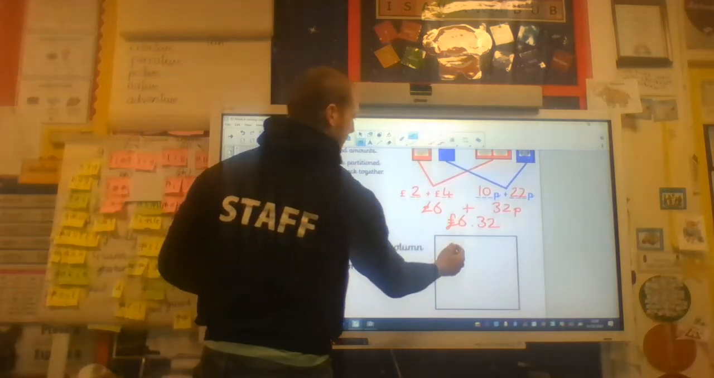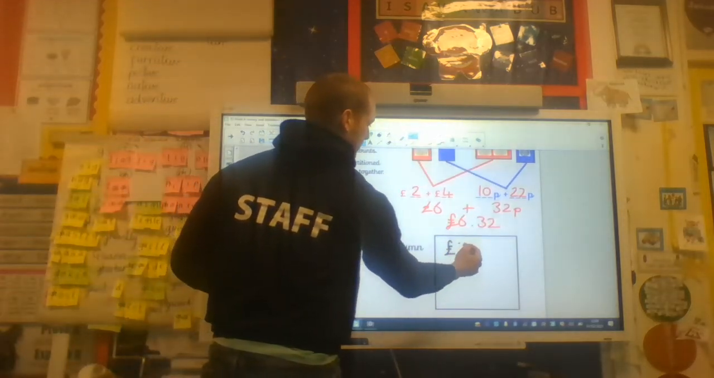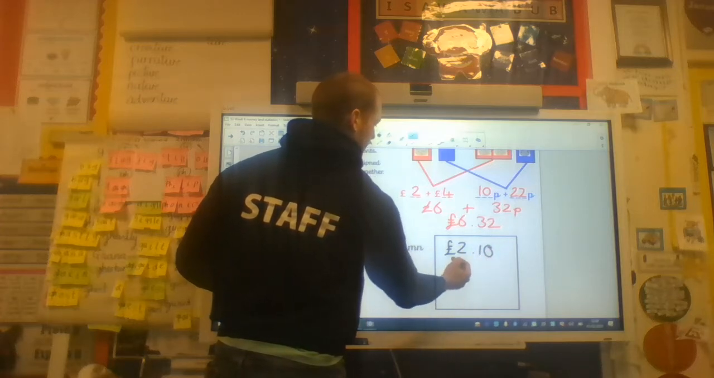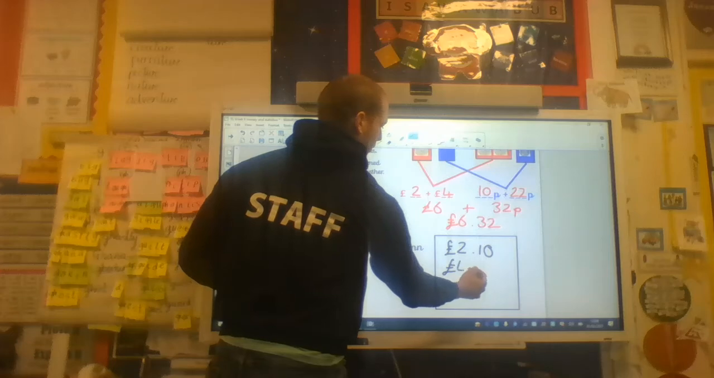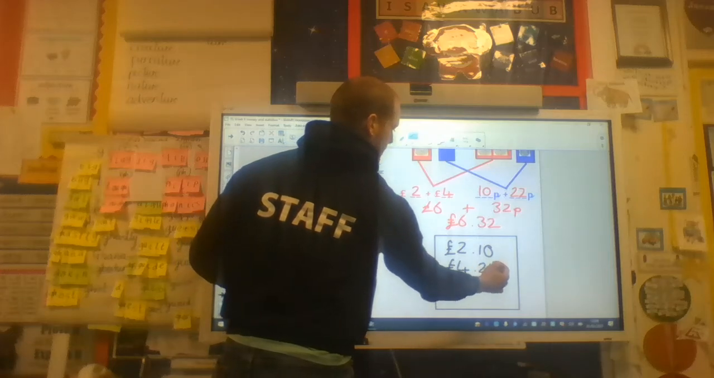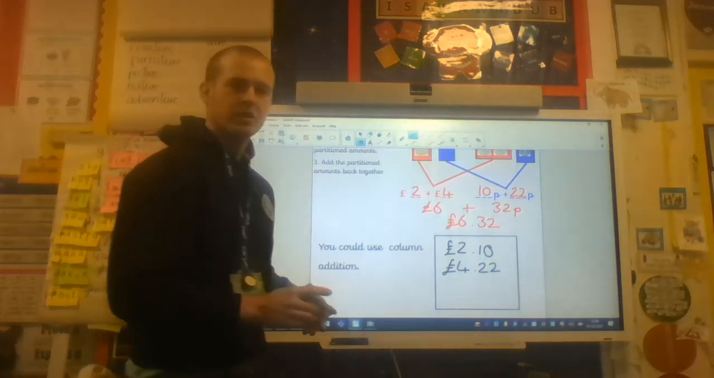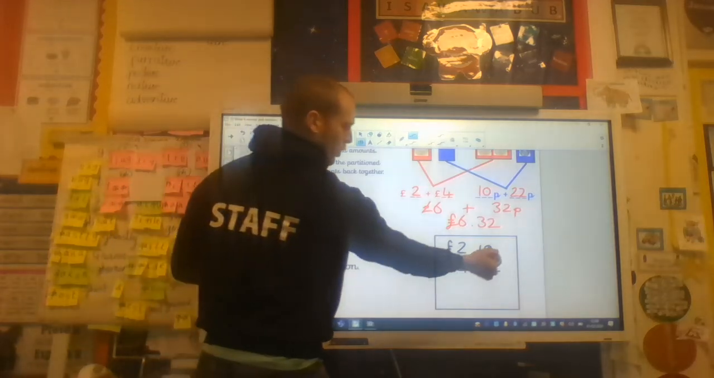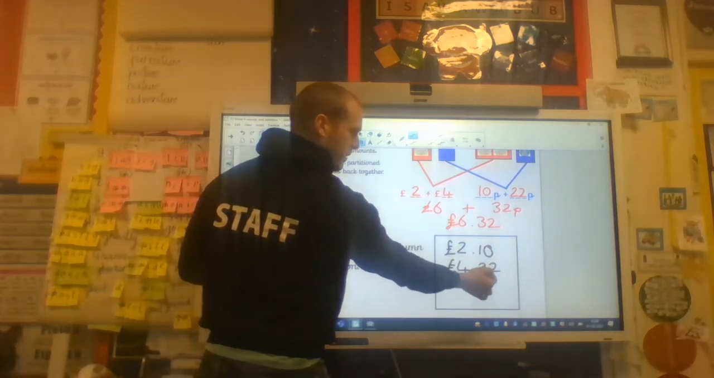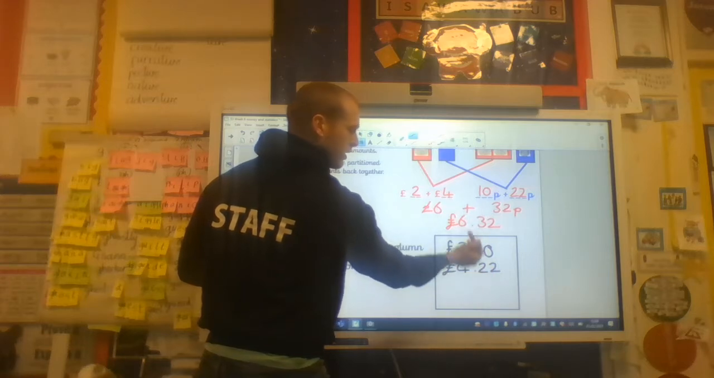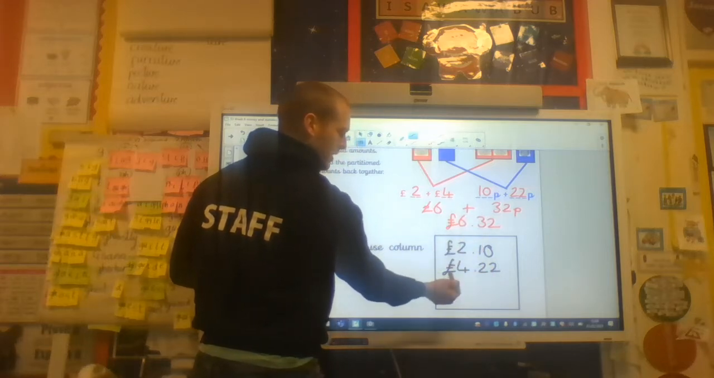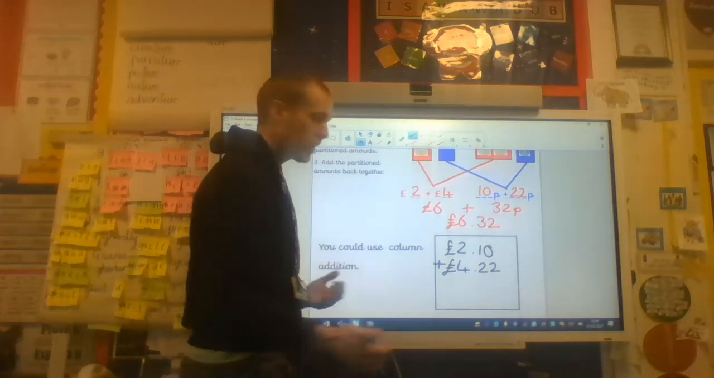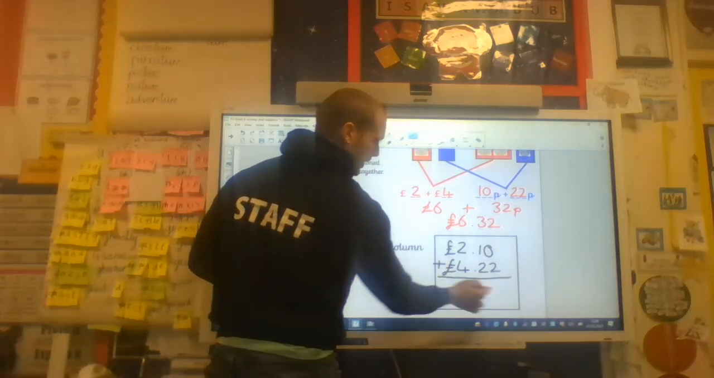I've got £2 and 10 pence, and I'm going to add on £4 and 22 pence. Remember, with column addition, we need to line up our values: ones of pence, tens of pence, decimal point, pounds, pound sign. My add sign shows me that I'm adding or combining money, and my equals sign here.